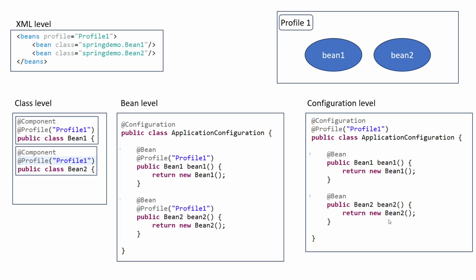These two beans will be created as part of profile 1. So these are different levels of configuration with profiles. Understand, right? If you work in legacy applications, you might be seeing this configuration. If you work in the latest Spring projects, you will be seeing these kinds of configurations. And if you go for Spring Boot, some configurations won't be there, because Spring Boot will be doing that. That we will see in Spring Boot anyway.